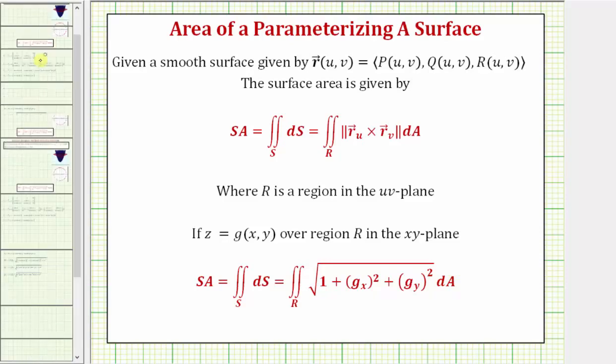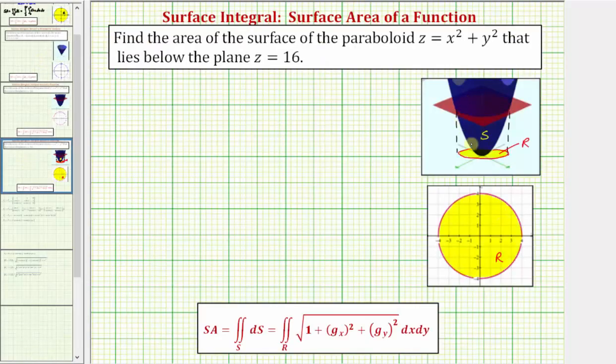So going back to our example, notice how if we project the paraboloid onto the xy plane, we get this circle, where because the equation of this red plane is z equals 16, if we replace z with 16 in the equation of the paraboloid, we get 16 equals x squared plus y squared, which gives us this region R on the xy plane, which is a circle centered at the origin with a radius of 4. And looking at our formula here, g of x comma y is equal to z, which equals x squared plus y squared.